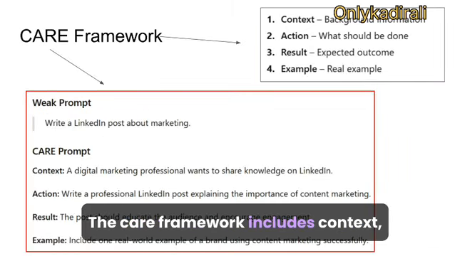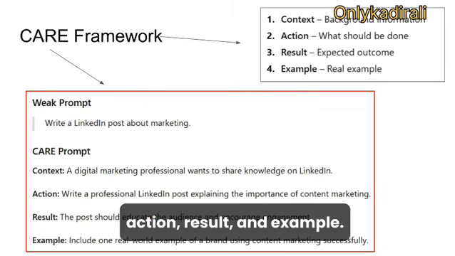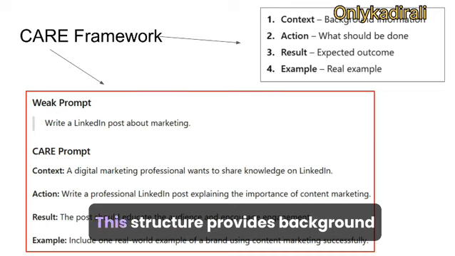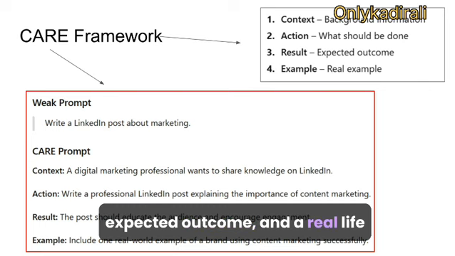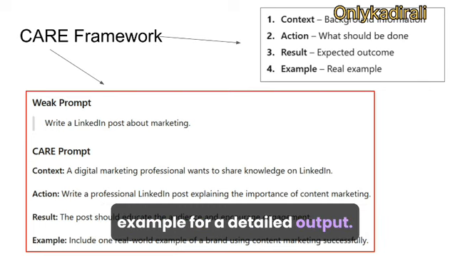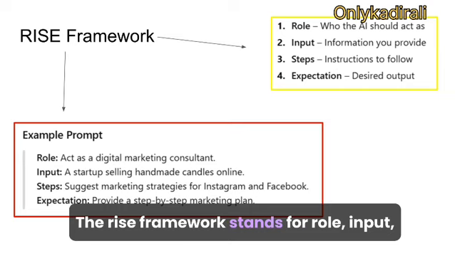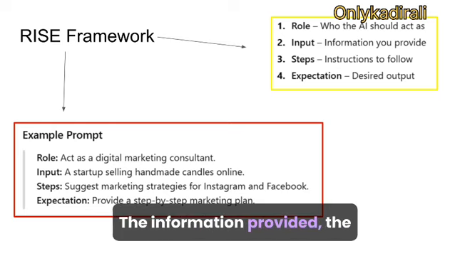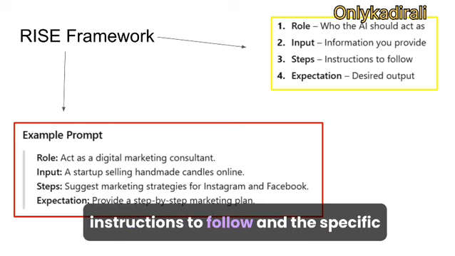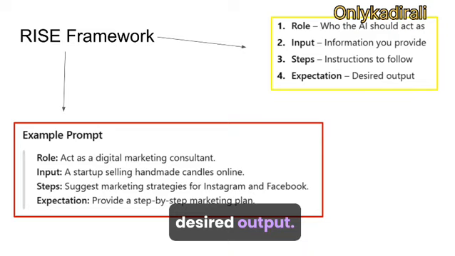The CARE framework includes context, action, result, and example. This structure provides background information, what should be done, the expected outcome, and a real-life example for a detailed output. The RISE framework stands for Role, Input, Steps, and Expectation. You define the AI's role, the information provided, the instructions to follow, and the specific desired output.